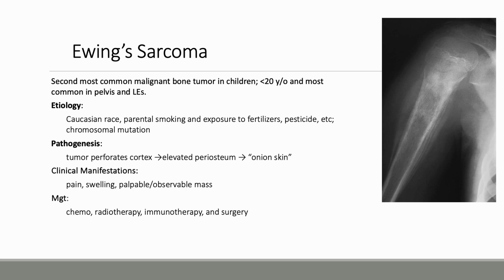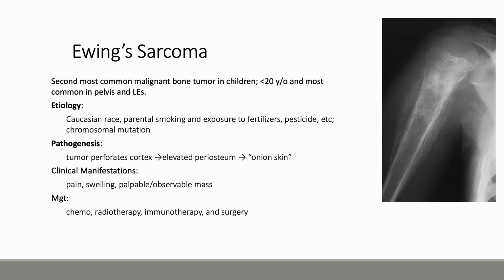Main risk factors include white race, parental occupation with exposure to pesticides, herbicides, and fertilizers, and parental smoking. The tumor is soft and can exhibit hemorrhagic necrosis due to rapid growth outpacing its blood supply. Cortical bone is affected through Haversian canals, and infiltration of the bone marrow can progress extensively without obvious bone destruction. Radiographically, the tumor can cause layered calcification with an onion skin appearance when it perforates the cortex and elevates the periosteum.